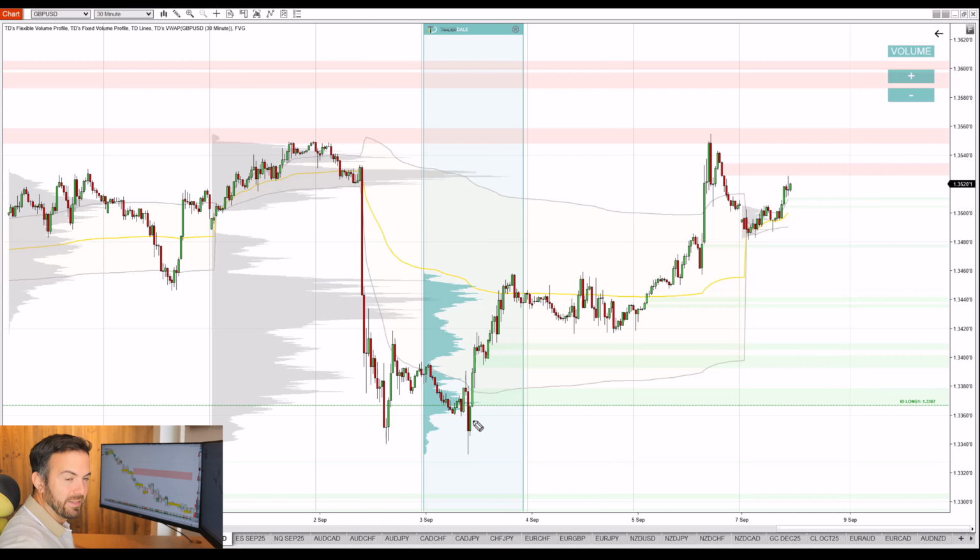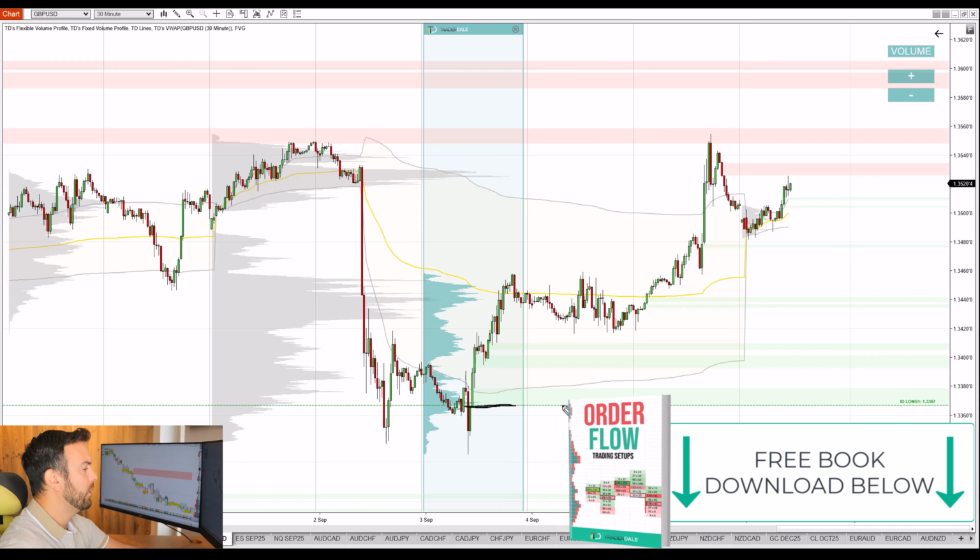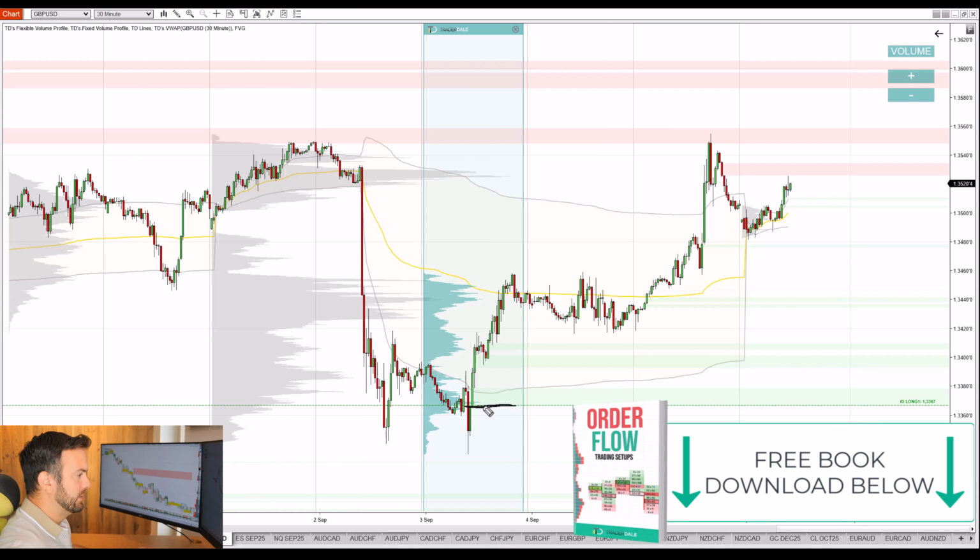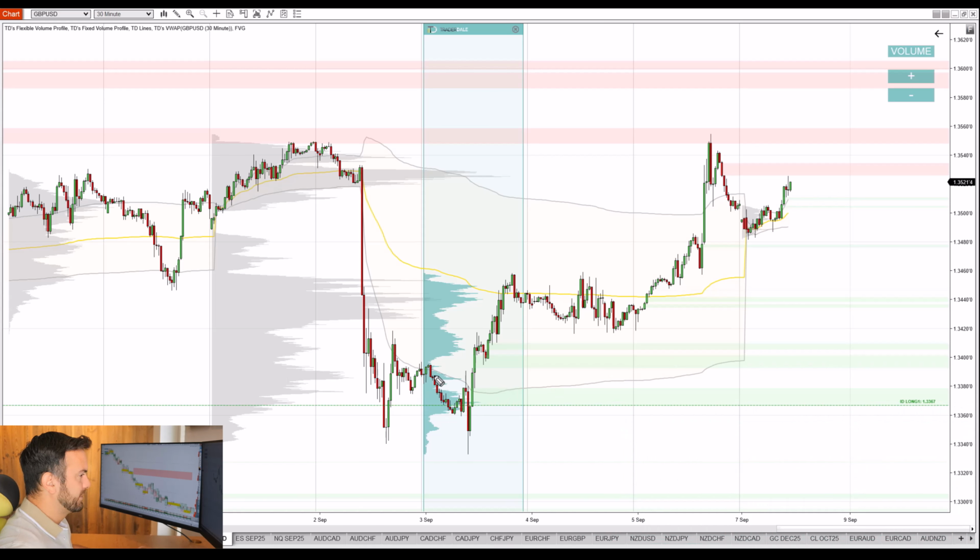And the reason why I have the level exactly here and not at the beginning of that volume cluster is because this is the beginning of the fair value gap, right? And I really like to place my levels at the beginning of a fair value gap. So that's why I have the level here. And also I wanted to place it a little bit lower rather than at the beginning of the volume cluster here, because my stop for this trade will be rather big. It will be right here.